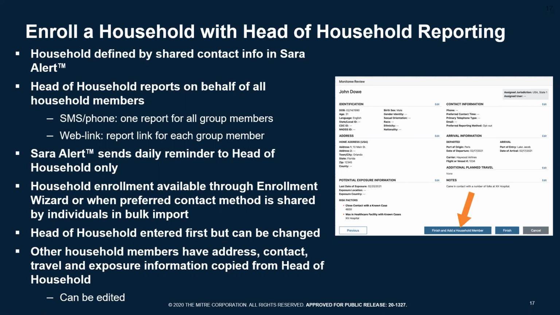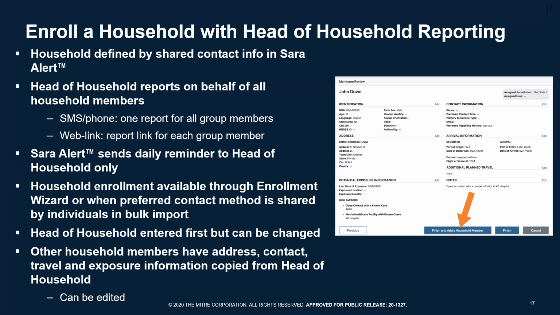Monitorees are automatically linked into households within Sara Alert if they share the same preferred reporting method and the associated contact information. So if there are several monitorees that, say, selected the emailed web link option and share the same email address, Sara Alert will automatically link them into the same household. If there are other monitorees in the system that don't share the same contact information, but a Sara Alert user still wants to add them to a household within Sara Alert, that monitoree could still be added to that household manually, as we will step through shortly.